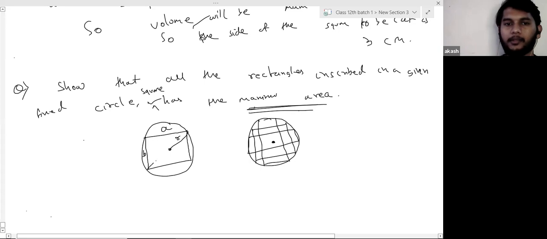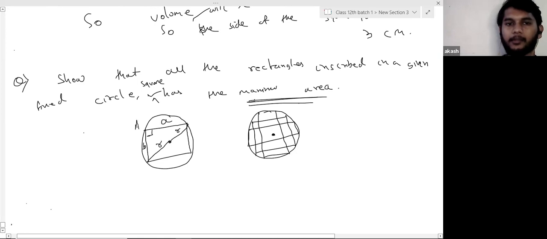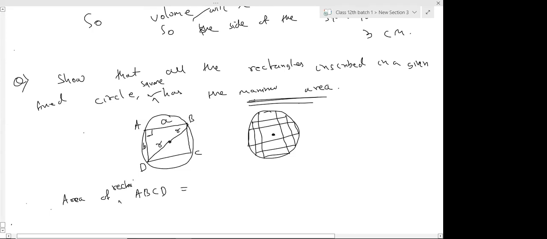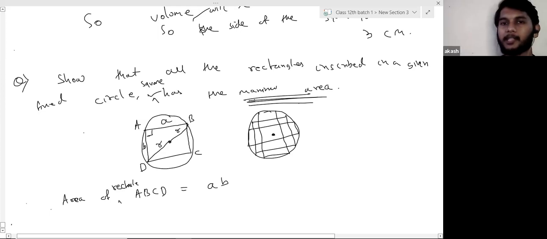So this R is given. This is also R. This will be the diameter. This angle is 90 degrees. Let's name this A, B, C, D. So who can tell me the area of ABCD? A into B. Right. So this should be maximum.